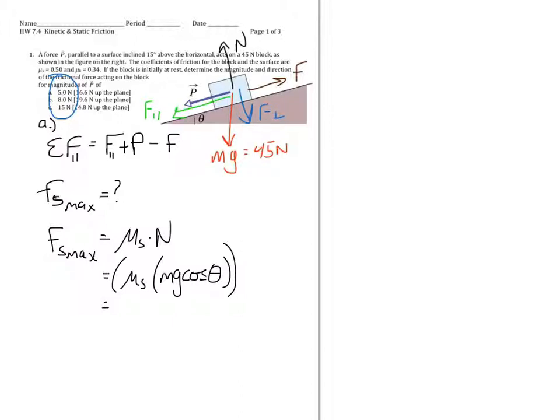Well, we have our mu s, and it looks like it says mu x, but it's mu s, 0.50, times what is our mg cosine theta. Looks like our mg cosine theta is going to be 45 times the cosine of 15 degrees. All right, what do we get as the maximum static friction force? Times 45 cosine 15, 21.7 newtons. All right, let's dotted line box that.